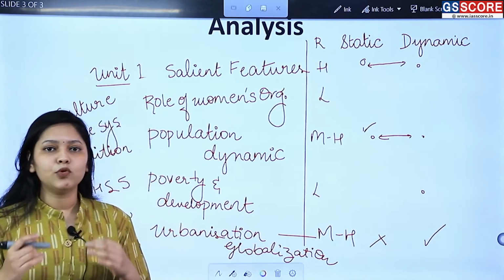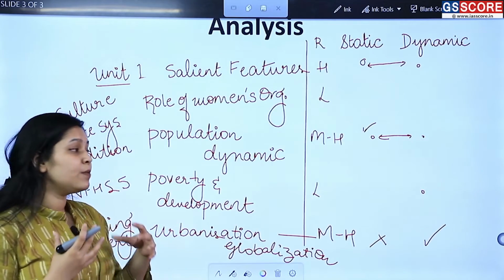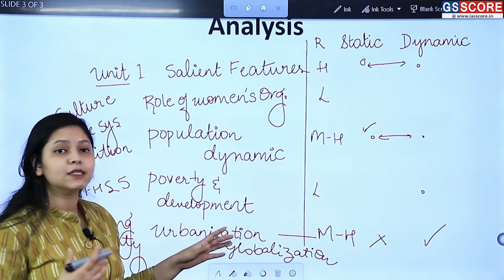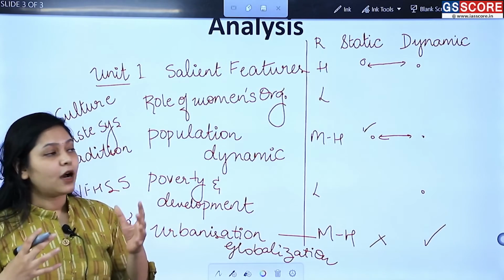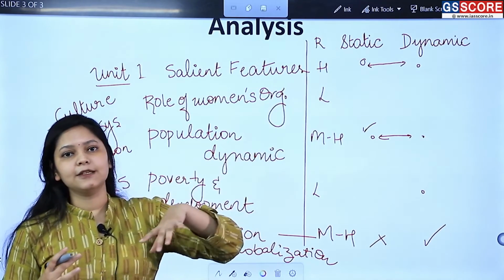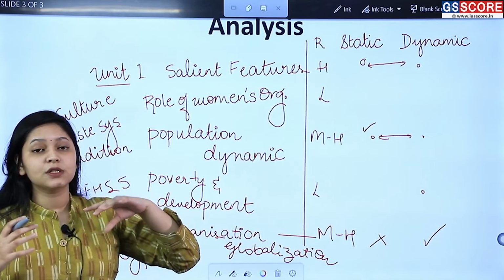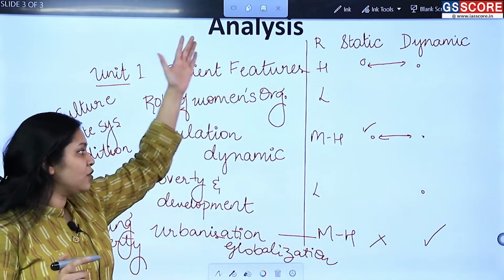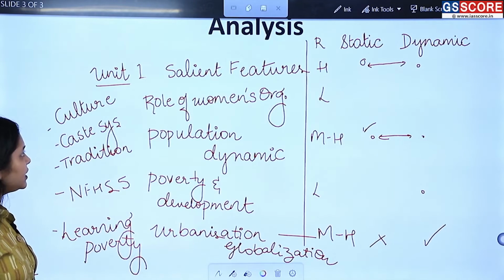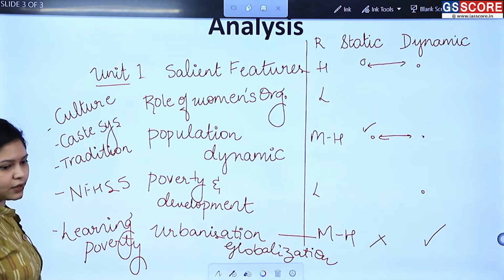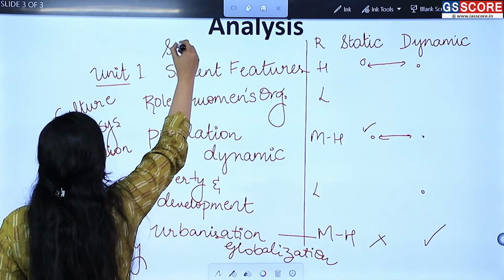It would provide more edge to your answer if you're able to incorporate the latest dimensions, or the surveys, or the statistical part of it. And along with that, you give a dynamic analysis, which is multi-dimensional, incorporating different sections of the syllabus. And lastly, we can include social empowerment.